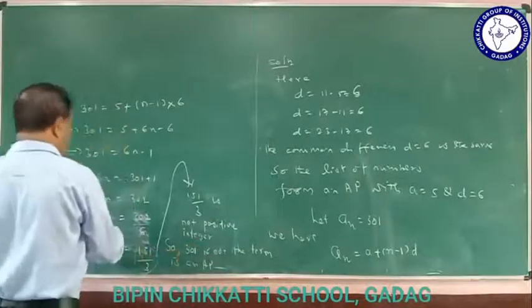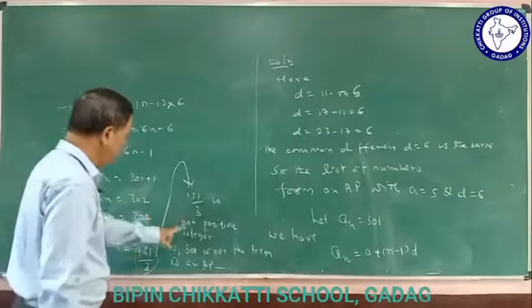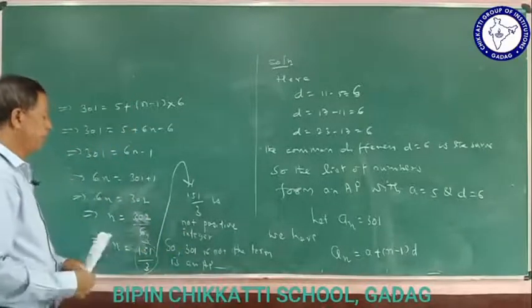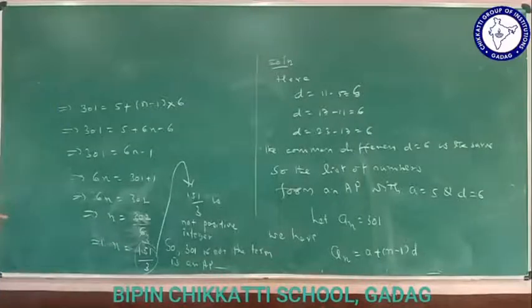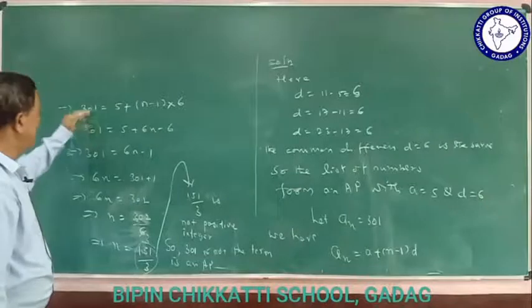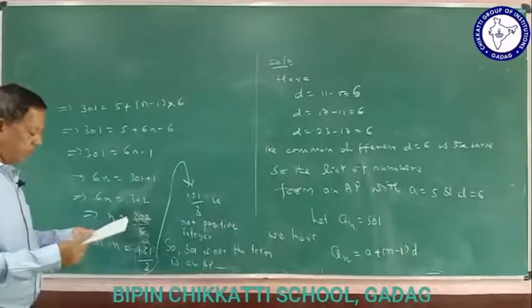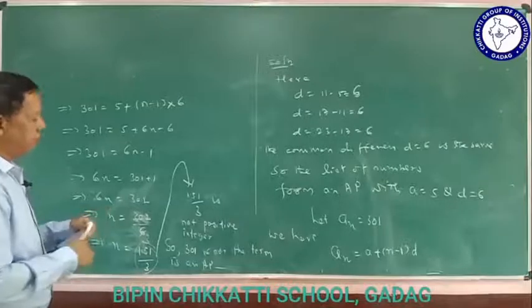Conclusion: how have you taken the term in the given AP? 301 is not at all a term. If it were a term, n should be a positive integer. That is why you have to see the question: is 301 a term in the AP? No, this term is not there in the AP. So this is how we give the answer.